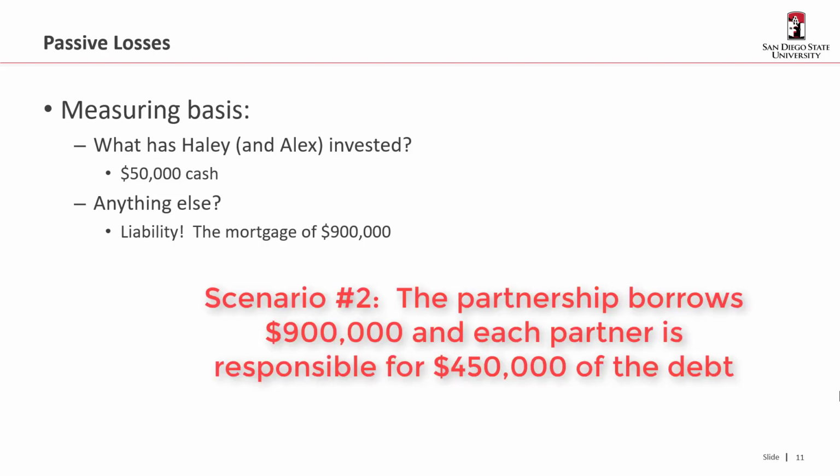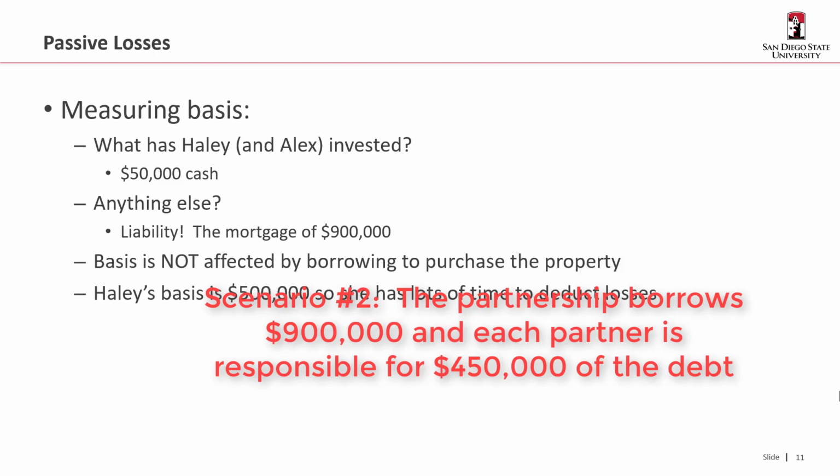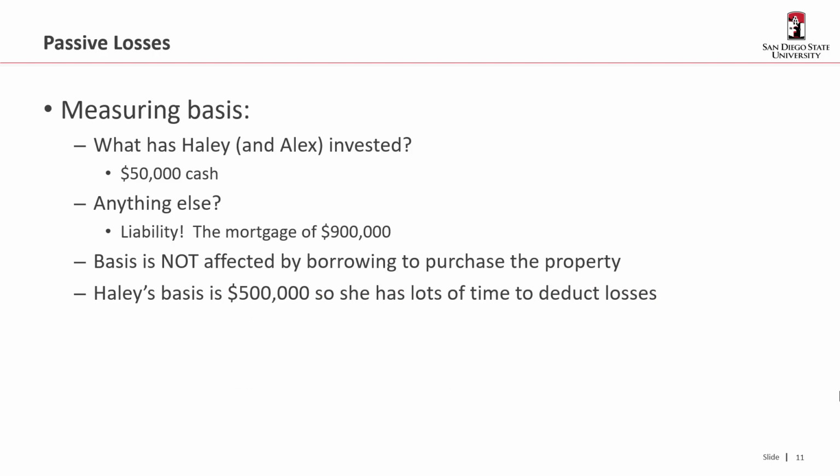Under scenario 2, what happens is instead the partnership borrows the $900,000. What that means is that Haley and Alex are on the hook for the $450,000 because as general partners of the partnership, they're on the hook for the partnership debts. So really there's no economic difference. And as a result, that basis is not affected by the choice to borrow to purchase property. As a result, Haley's basis is the full $500,000, which means, wow, she's going to have a lot of time to continue to deduct losses, right? Because she's going to be able to deduct them up to $500,000.